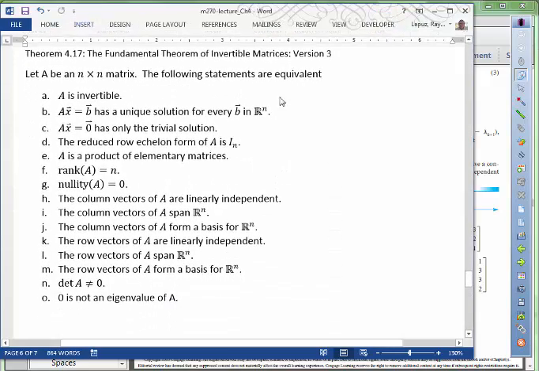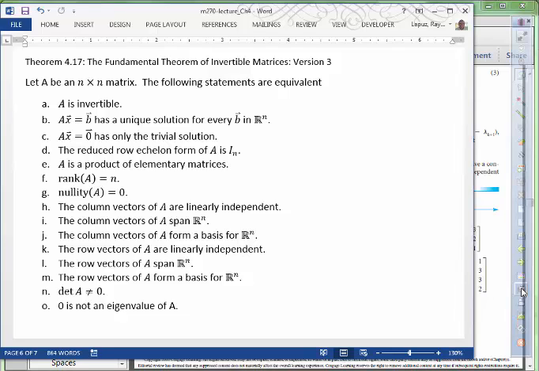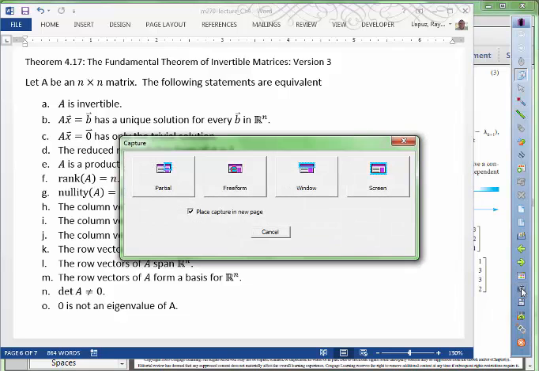Wait. Isn't 0 always the solution? Isn't the 0 vector always the solution? Or no, that's the 0 vector, yeah, the eigenvalue.